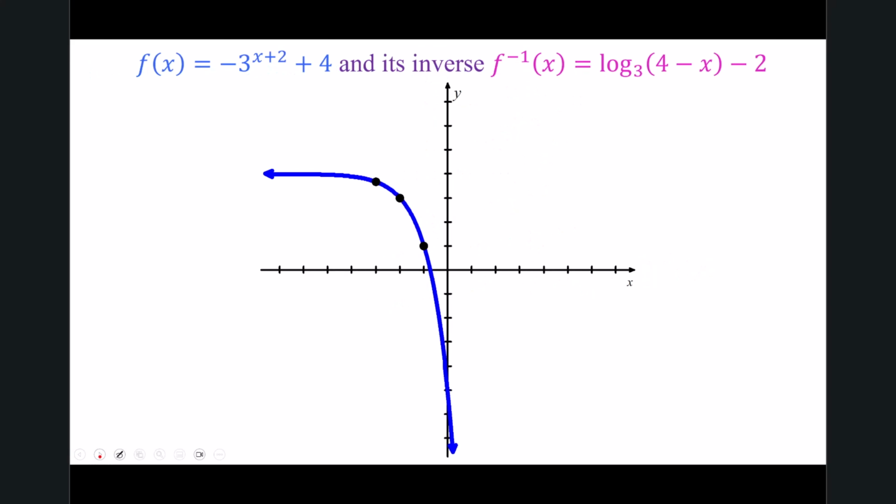Notice the graphs of both of them. This is negative 3 to the x plus 2, plus 4, and this is log base 3 of 4 minus x, minus 2. They are symmetric about the line y equals x.